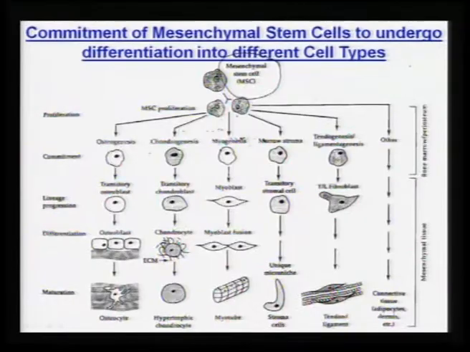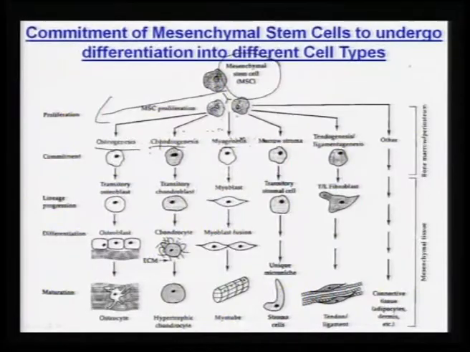Now, if you see the stem cells here, the primary cells, they go through proliferation. After proliferation, you can have osteogenesis, you can have chondrogenesis. Osteogenesis means it is forming the bone cells. Chondrogenesis means it forms the chondrocytes or cartilage tissue cells.